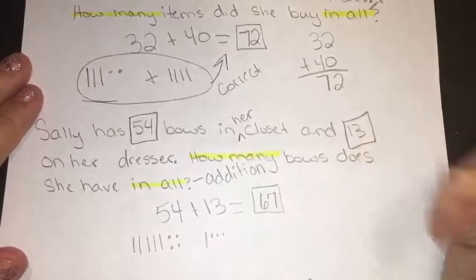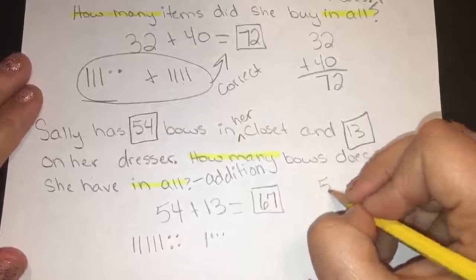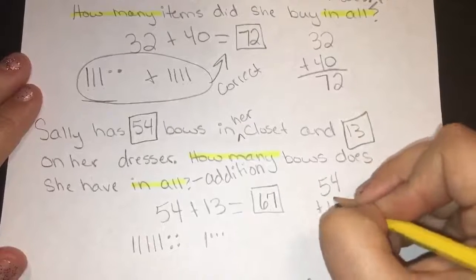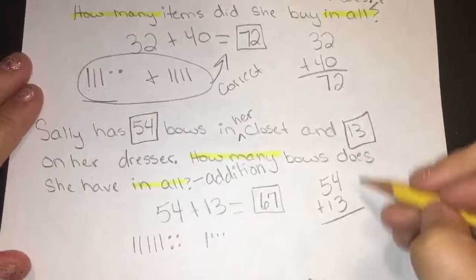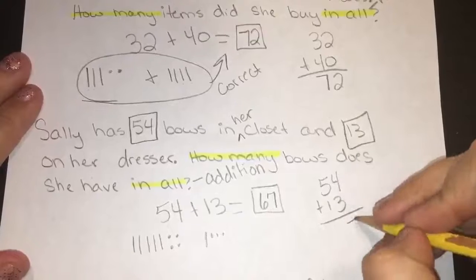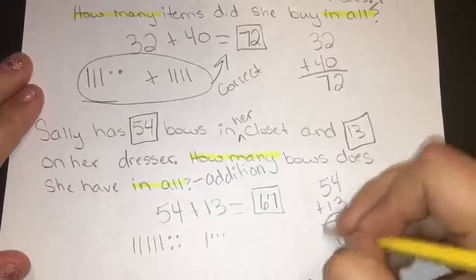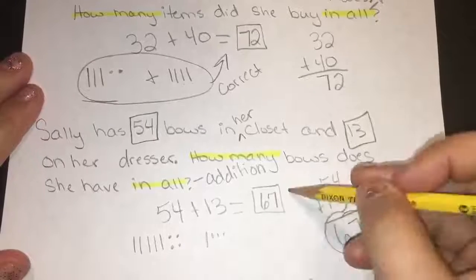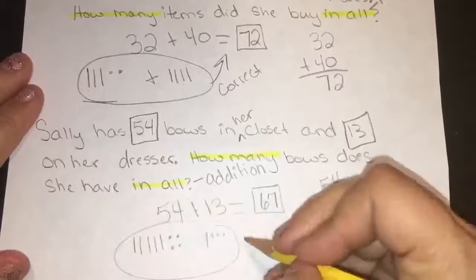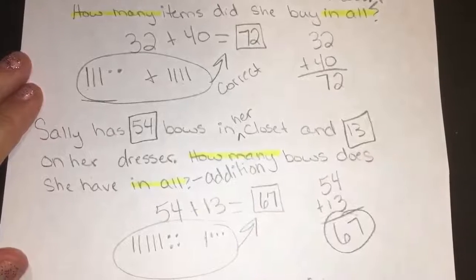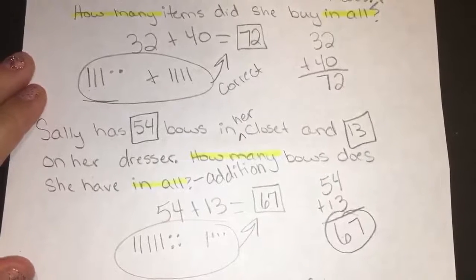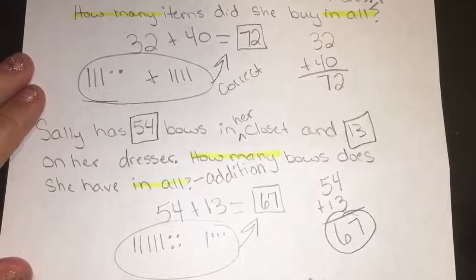Our answer is 67. Let's double check by putting them one on top of the other. 4 plus 3 is 7. 5 plus 1 is 6. So our answer shows 3 different ways that this is correct. All right, now let's move on to subtraction.